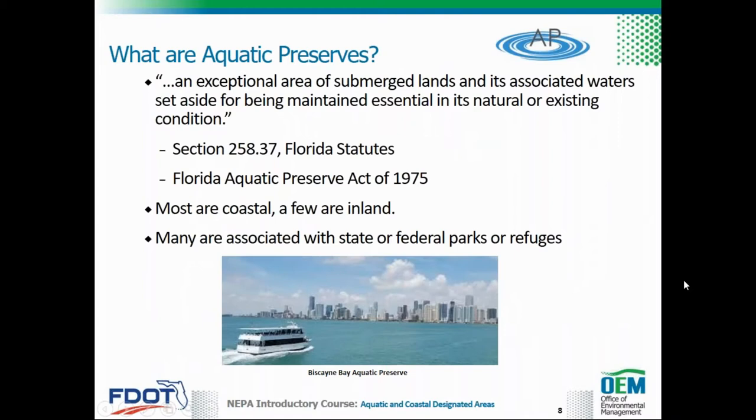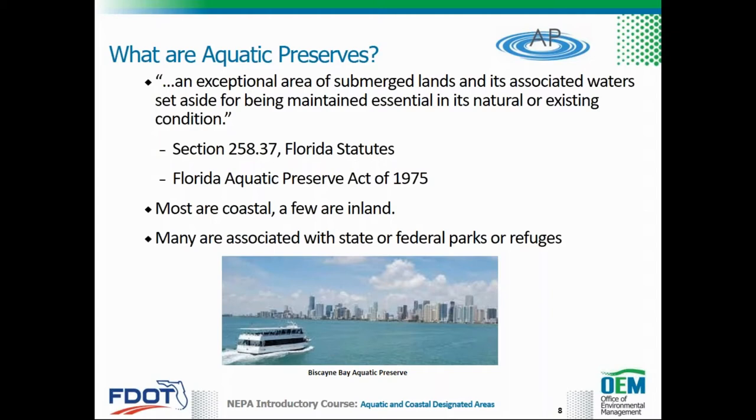In 1975, Florida enacted the Aquatic Preserve Act. This ensured that aquatic preserves' natural condition, their aesthetic, biological, and scientific values may endure for the enjoyment of future generations. An aquatic preserve is defined in this act and in Section 258.37, Florida Statutes, as an exceptional area of submerged lands and its associated waters set aside for being maintained essentially in its natural or existing condition.